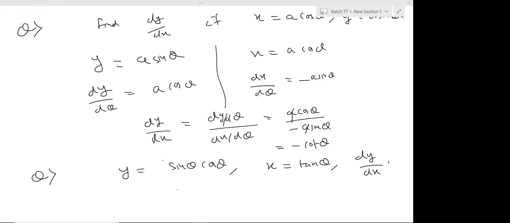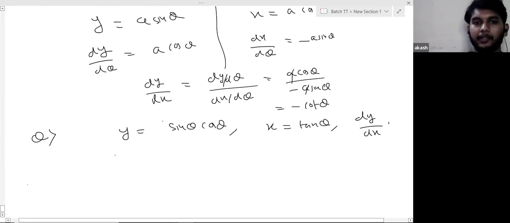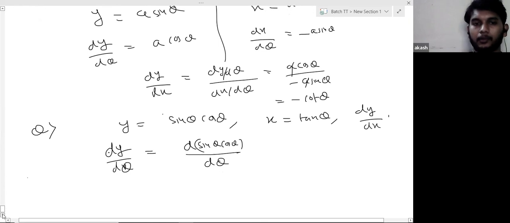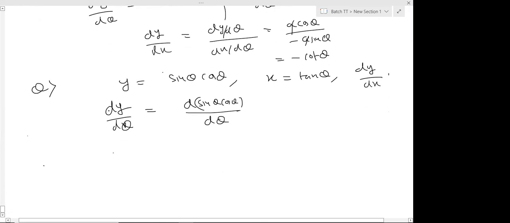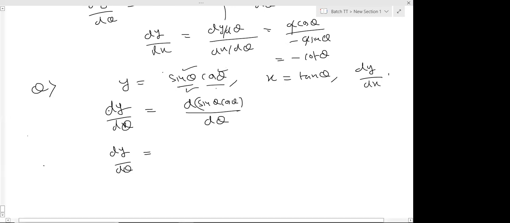All right, let's see. So first step is to find dy by d theta. So d of sin theta cos theta upon d theta. So how to find this differentiation? Sir, should we apply chain rule here? No, not chain rule, product rule, right? Two functions are multiplied. I hope I'm making sense. Yes, sir. Right? So you can use product rule here.